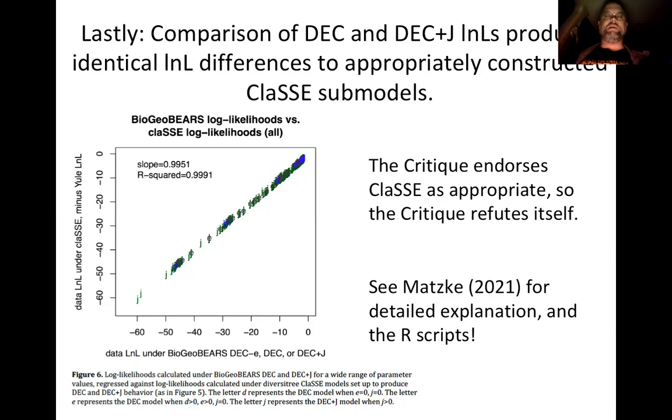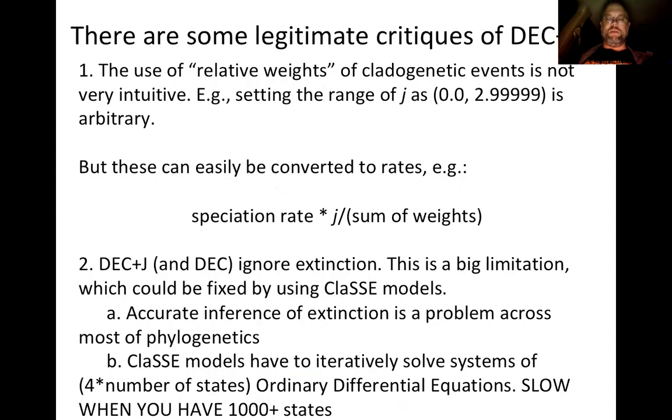ClaSSE, right, is the cladogenetic state-dependent speciation extinction model, which is recommended by Ree and Sanmartín in their critique as being a valid model. But comparing DEC and DEC+J is just identical to comparing two special cases of the ClaSSE submodels. So the critique endorses comparison of ClaSSE submodels, but that is the same thing as comparing DEC and DEC+J, so the critique refutes itself. And I think it should be considered basically dead at that point.